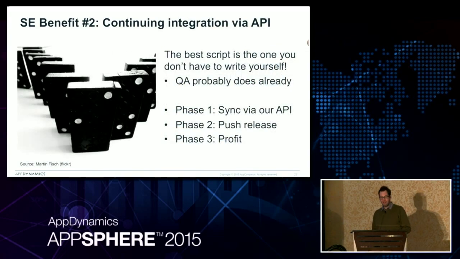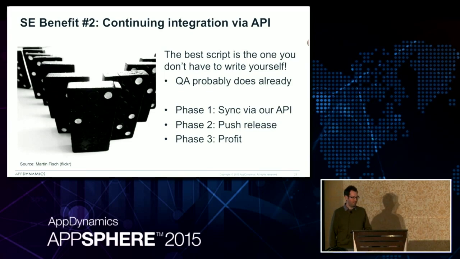Speaking of which, the best script is the script that you don't have to write yourself. So we think that going with Selenium is going to make things like continuous integration pretty cool. One of the features we'll have at GA is an API, so you can actually push a repo of scripts up to our system. And you can do this continually whenever you have a release.